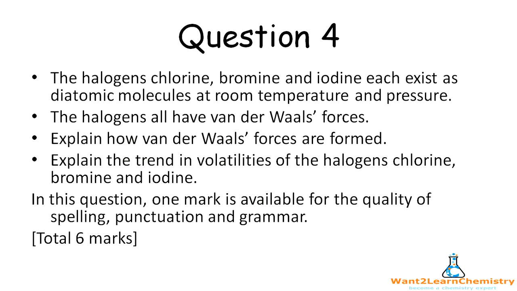Question 4, worth 6 marks. The halogens, chlorine, bromine, and iodine each exist as a diatomic molecule at room temperature and pressure. The halogens all have van der Waals forces. Explain how van der Waals forces are formed. Explain the trend in volatilities of the halogens, chlorine, bromine, and iodine. And again, in this question, 1 mark is available for the quality of spelling, punctuation, and grammar.